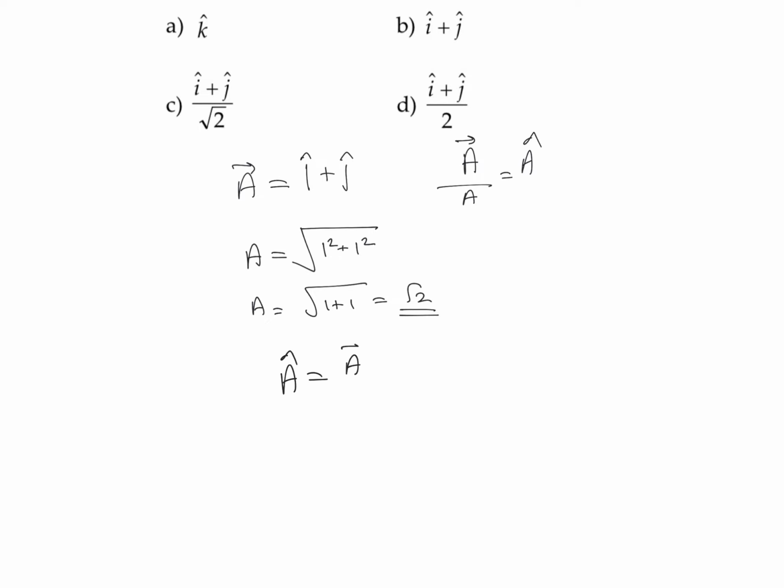Unit vector is nothing but A vector divided by the magnitude of that vector. A vector is i vector plus j vector and its magnitude is nothing but root 2. So we can write A cap is equal to i plus j divided by root 2.